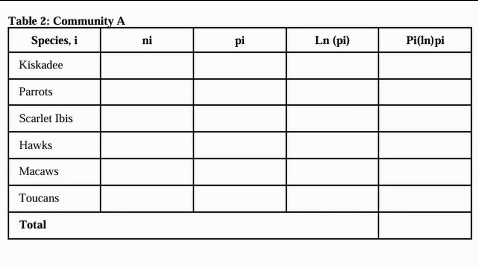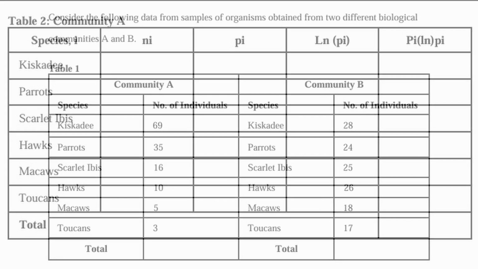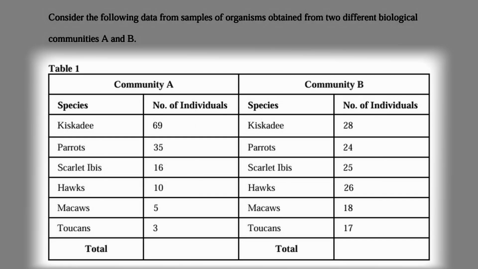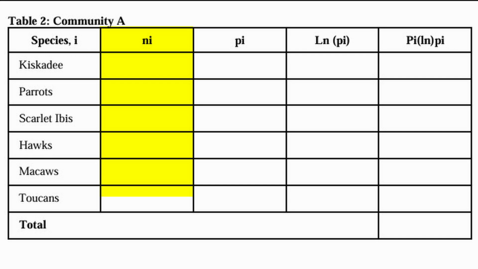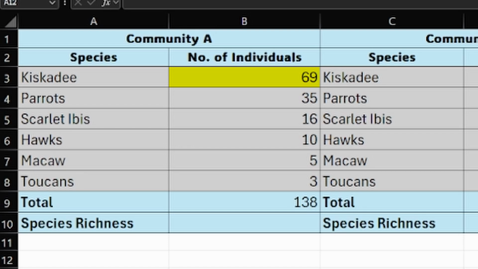Now, for the key and I view, you'll notice that the number of individuals is actually a column under each section, Community A and Community B, in Table 1. That is essentially what you're going to be putting back here into this column, or NI column. For each Kiskadee, you're going to type out the number of individuals. So the Kiskadees are 69, so you type 69 into the first row of the column. For parrots, it's 35. For the Scarlet Ibis, it's 16. Hawks is 10, and so on and so forth.